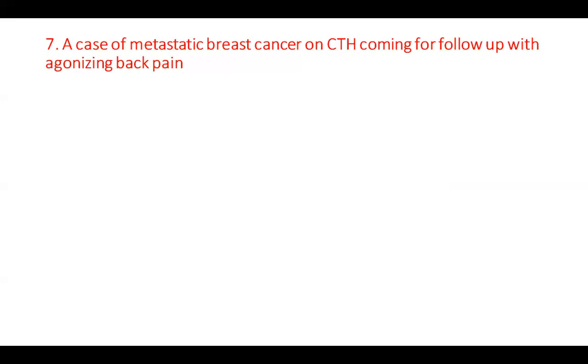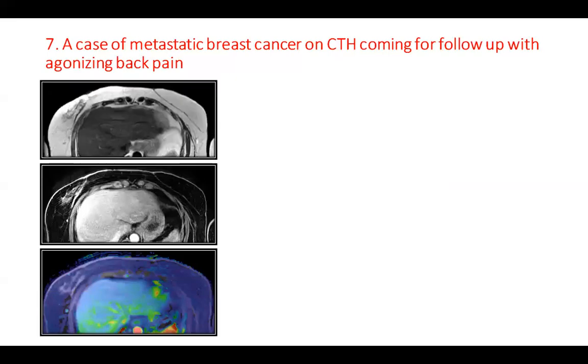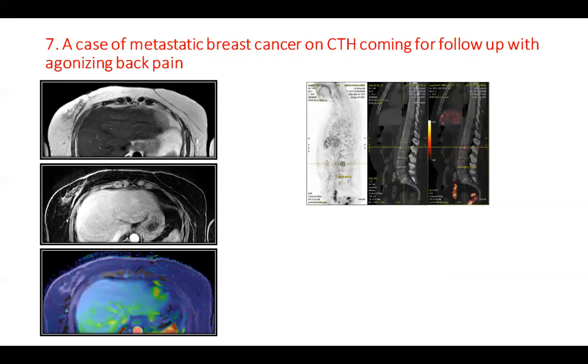This is a case of metastatic breast cancer that was on chemotherapy and coming for follow-up with agonizing back pain. She underwent breast reconstruction. The malignancy was on the left side, with the reconstructed breast showing no abnormal uptake and no abnormalities on MRI. On her previous PET-CT study, there was nothing conclusive. There was only this small focal area of slight FDG uptake.